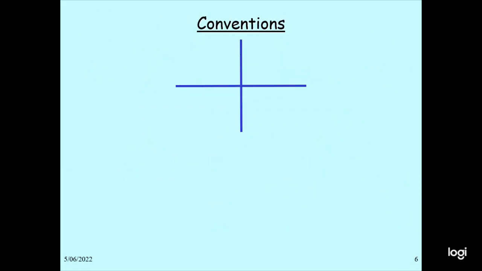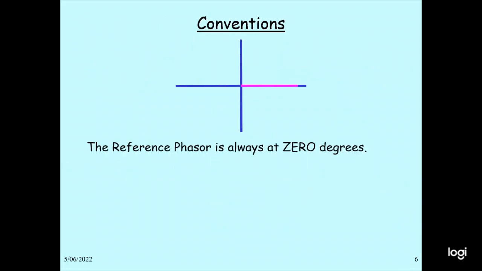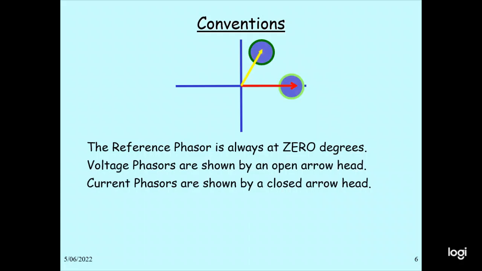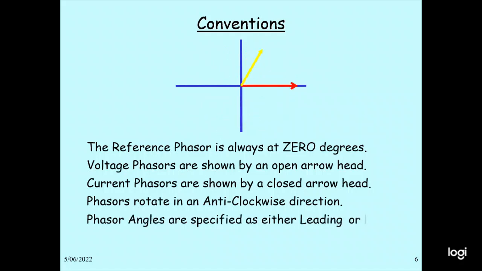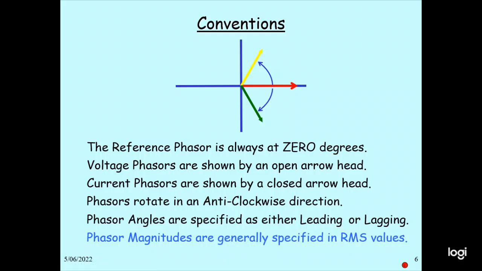Convention: the reference phasor is always at 0 degrees. The voltage phasor is shown by the open arrowhead. The current phasor is shown by the closed arrowhead. Phasors rotate in the anti-clockwise direction. Phasor angles are specified either leading or lagging. The top one is leading, this one is lagging. Phasor magnitudes are generally specified as RMS values.